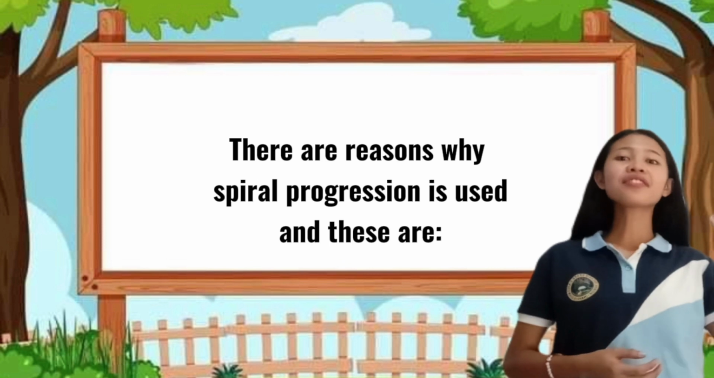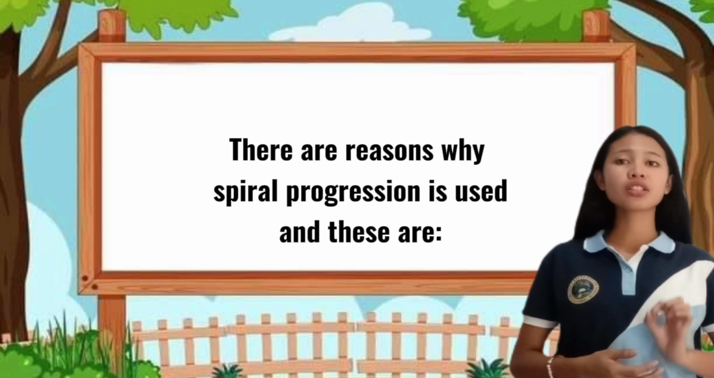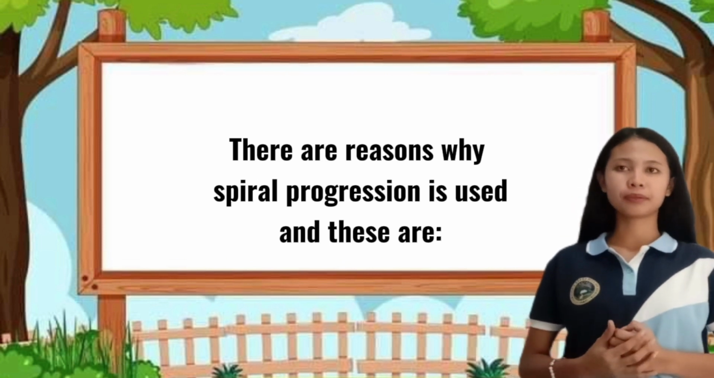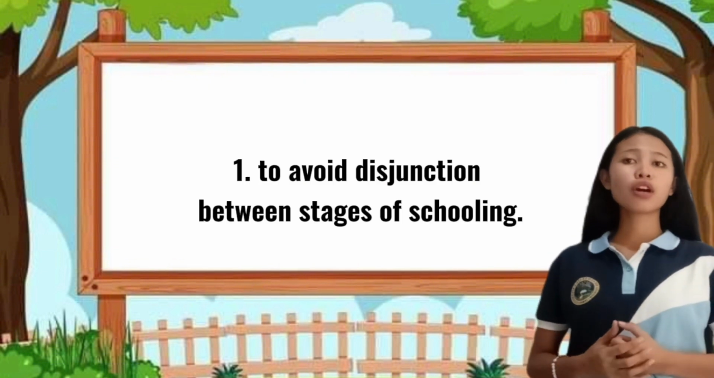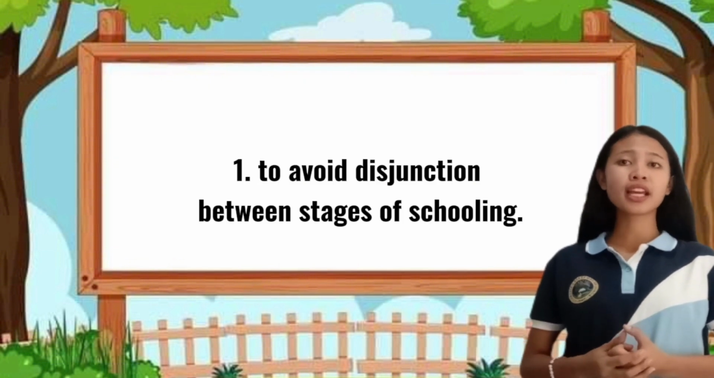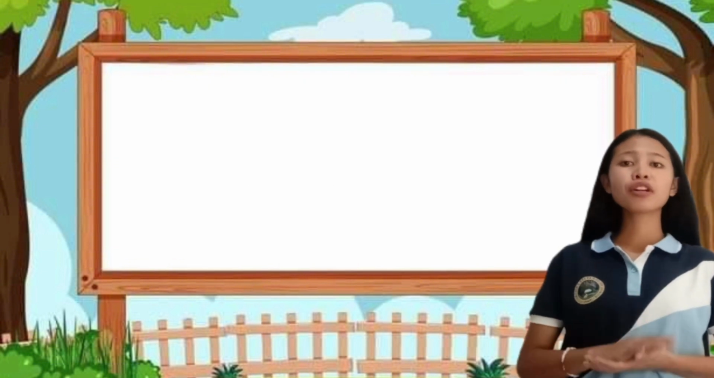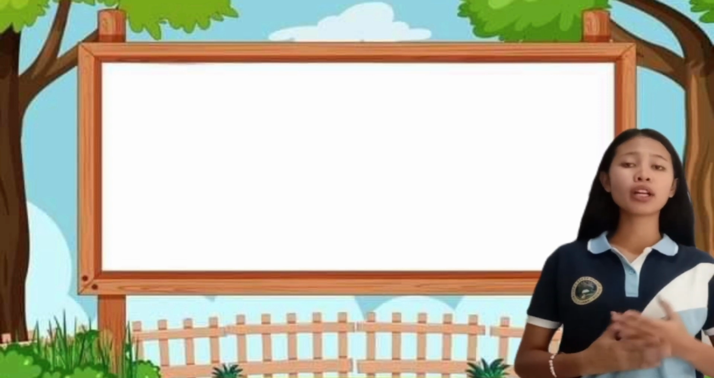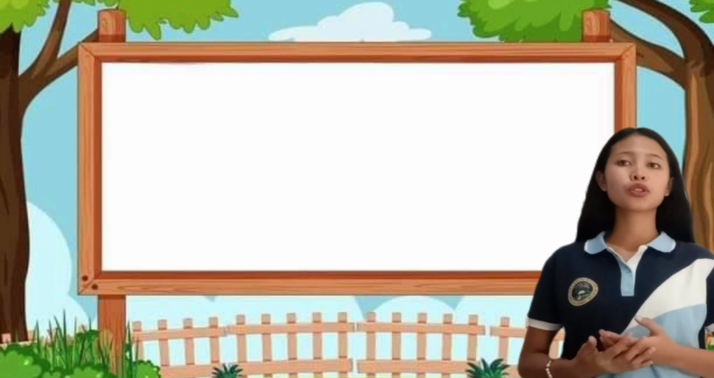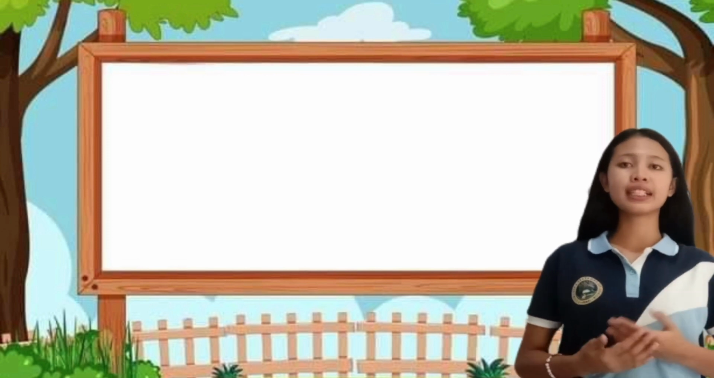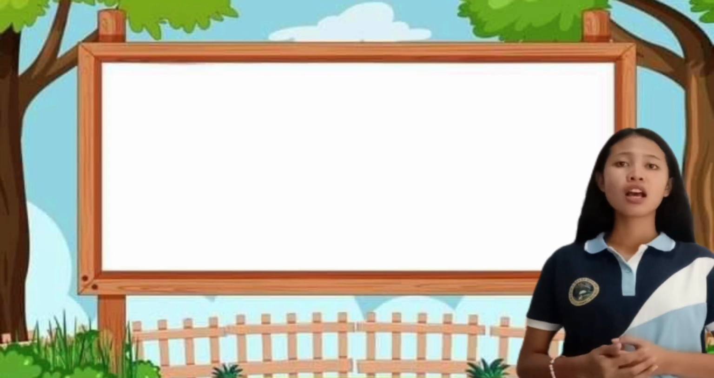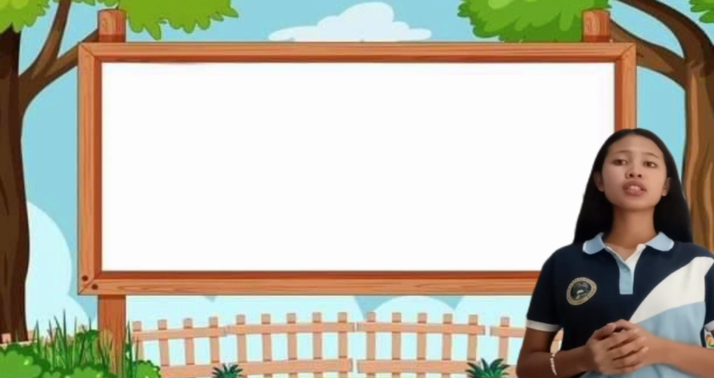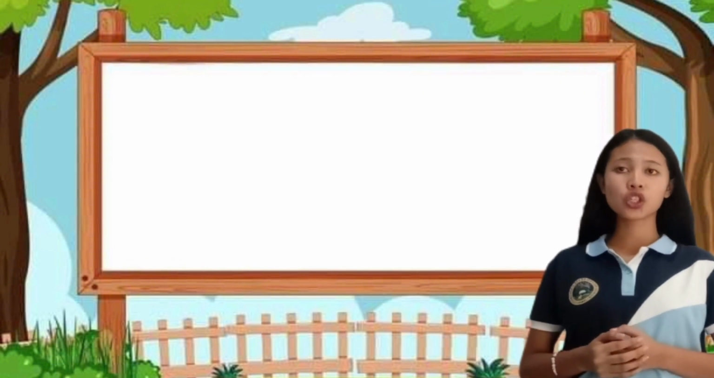And there are 3 reasons why spiral progression is used in teaching science. Number 1, it is to avoid disjunction between stages of schooling. The spiral progression approach makes sure that what students learn in one grade level connects smoothly to what they should learn in the next. This prevents big jumps or gaps between different stages of their education.